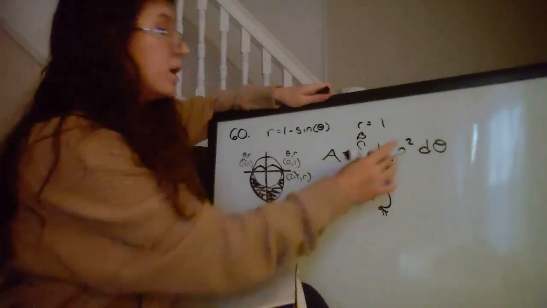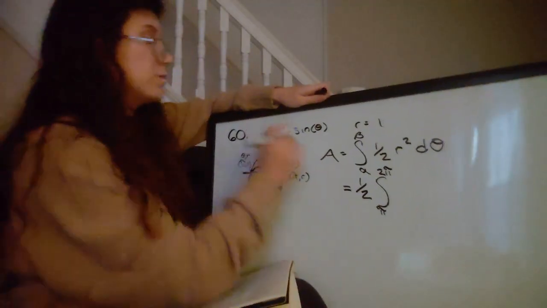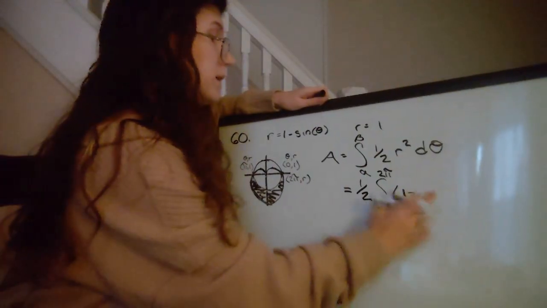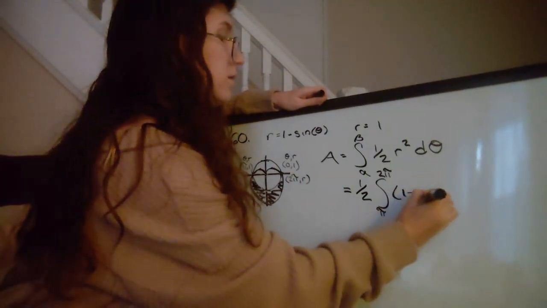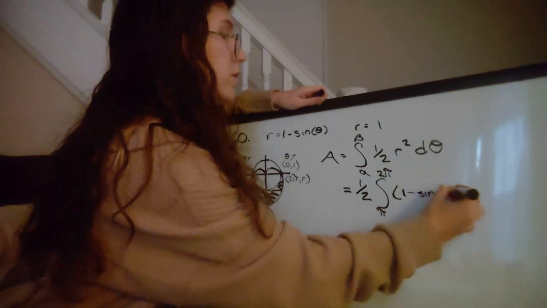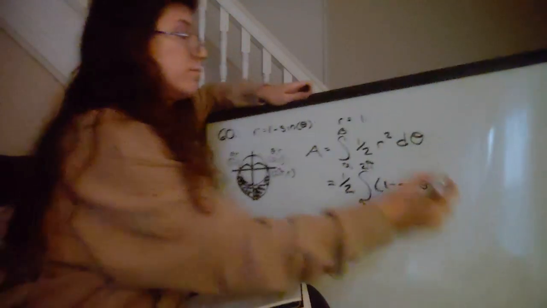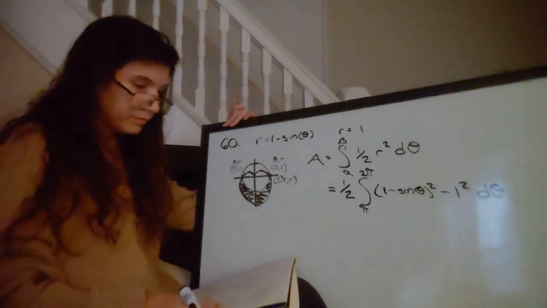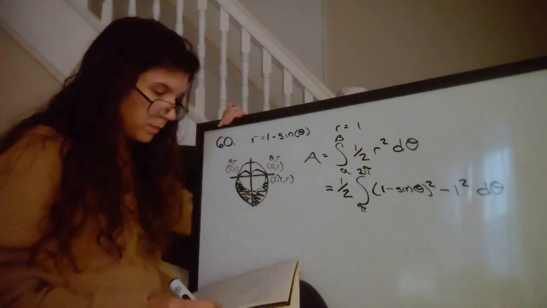All right. And then our outside radius is going to be 1 minus sine theta, squared, minus 1 squared, d theta. And that is what that ends up being.